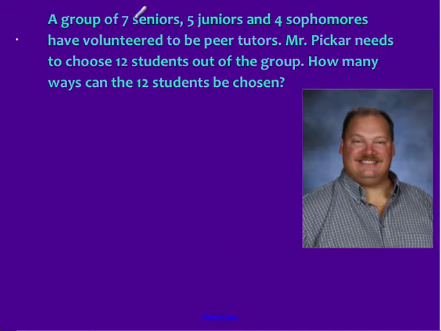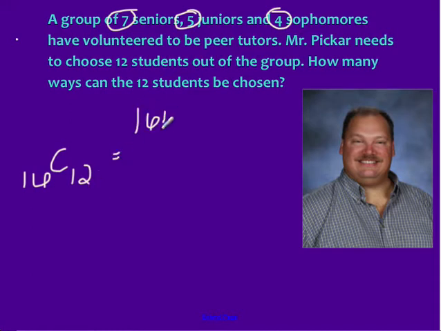So when we're starting, we have 7 plus 5 plus 4. When you add all of those up, there's 16 total students that are being chosen to tutor. But we're only going to choose 12 of them. So let's go ahead and set up that combination. So on top, we're going to have 16 factorial, and then 16 minus 12 factorial times 12 factorial.